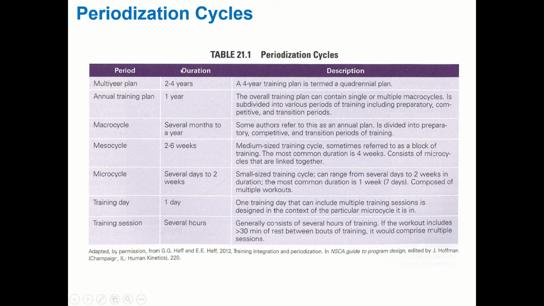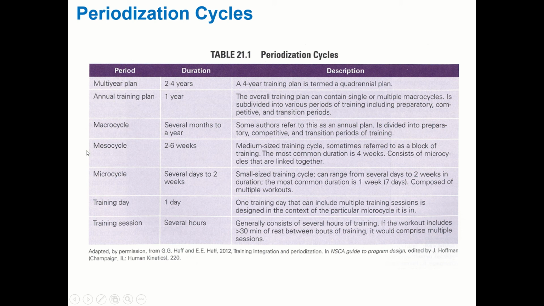So you've got our multi-year plan. For our Olympic-style athletes, or maybe even for our collegiate athletes, if we want them to qualify for nationals their senior year, maybe we have a 4-year plan for them. We have our annual training plan, which again, oftentimes is synonymous with the macrocycle, especially if we're talking about, like I said, team sport athletes like football, baseball, etc. Those two are usually the same thing.